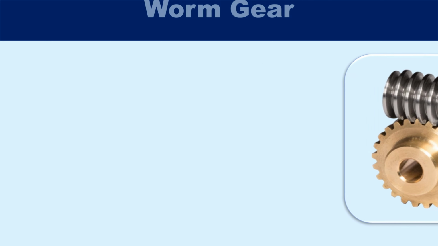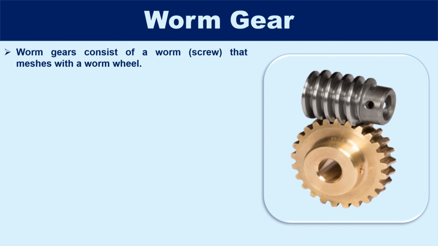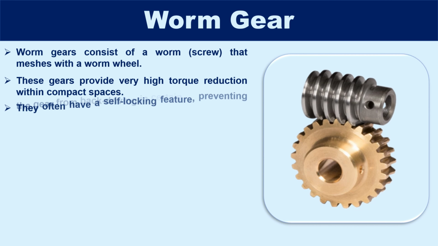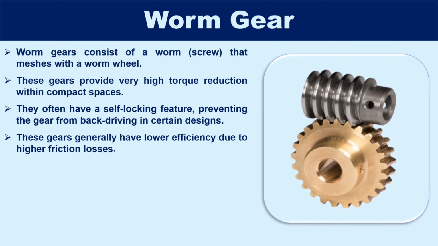Worm gear. Worm gears consist of a worm screw that meshes with a worm wheel. These gears provide very high torque reduction within compact spaces. They often have a self-locking feature, preventing the gear from backdriving in certain designs. These gears generally have lower efficiency due to higher friction losses.